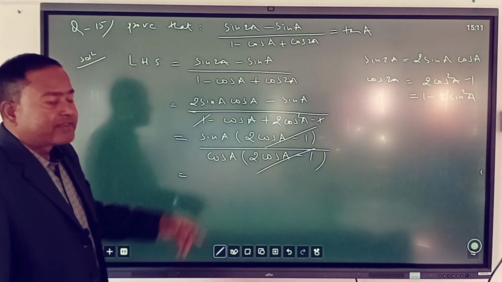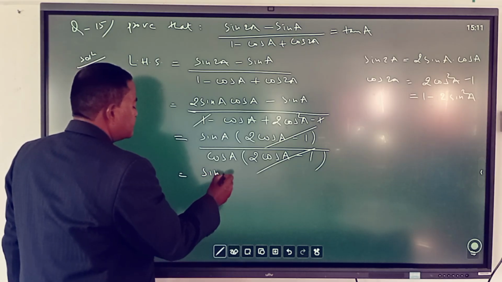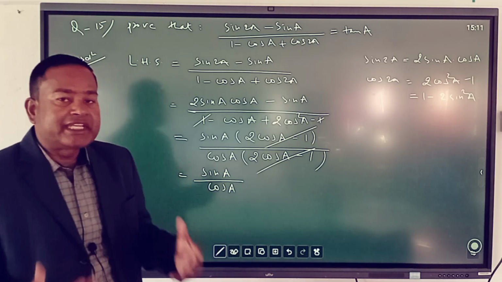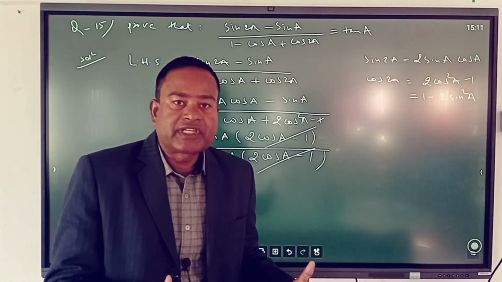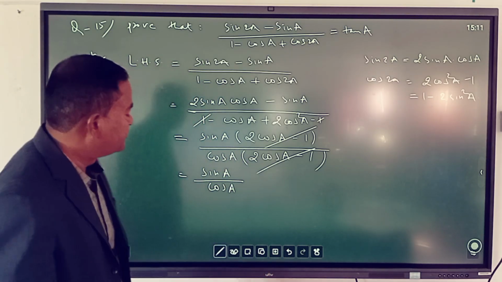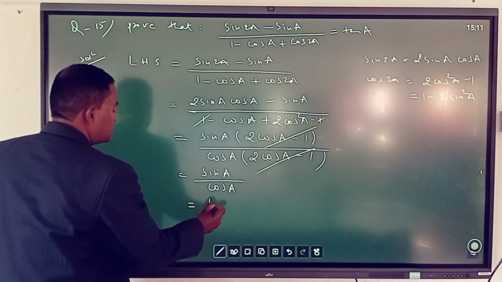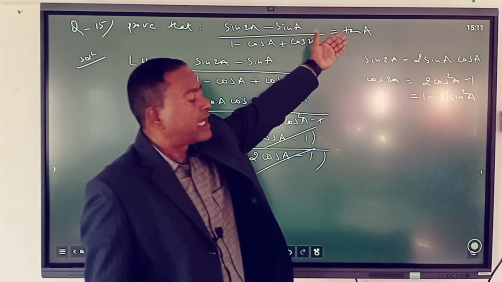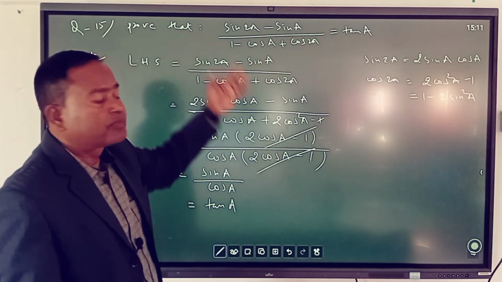Now sin a divided by cos a. The remaining term is sin a divided by cos a. We know sin a divided by cos a is equal to tan a, which is the RHS of our given problem.